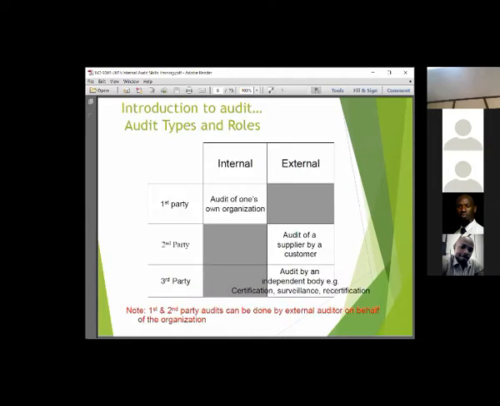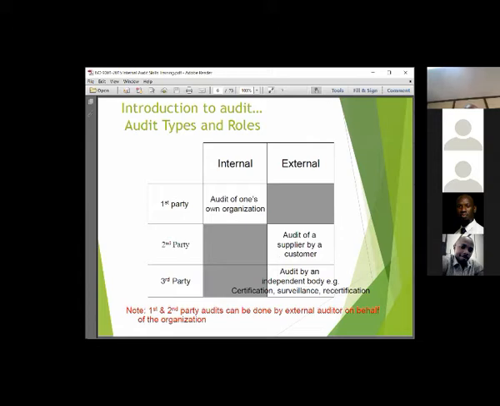We are in slide number 6. We are still familiarizing ourselves with audits, introduction. So there are various audit types.